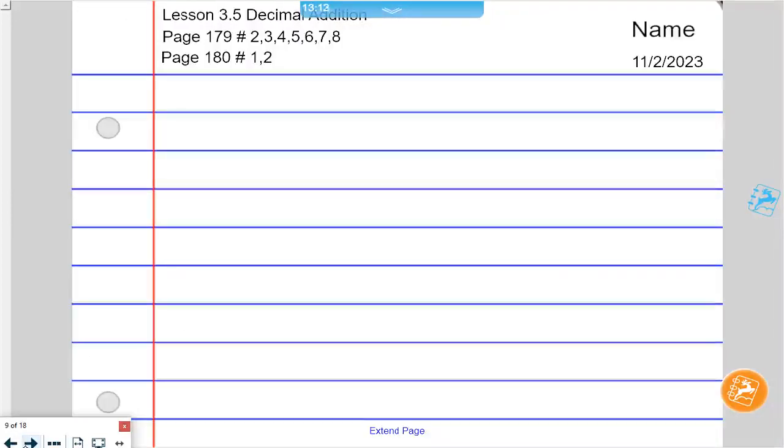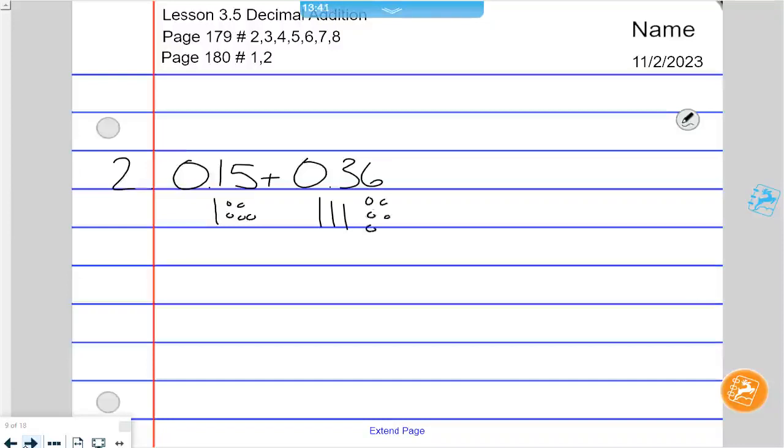This was our homework tonight. Number 1 looked like this, and we're just going to draw a quick picture like we did in the last one. So we're going to say that 0 and 15/100ths plus 0 and 36/100ths. So my quick picture is going to look, I have 1/10, so I have a slot, and I have 1, 2, 3, 4, 5. My quick picture here is 1, 2, 3. Then I have 1, 2, 3, 4, 5, 6.